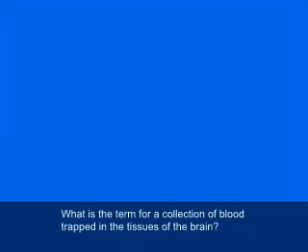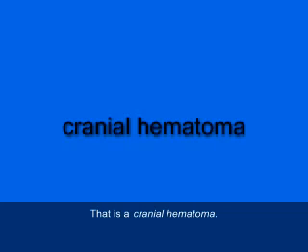What is the term for a collection of blood trapped in tissues of the brain? That's a cranial hematoma. Cranial, and then hematoma. Now, suppose one had a cranial hematoma that was beneath the dura mater of the brain. What would be the term for that type of hematoma?